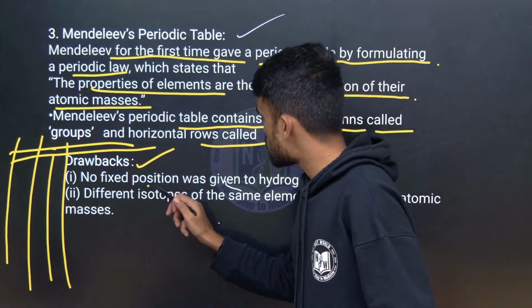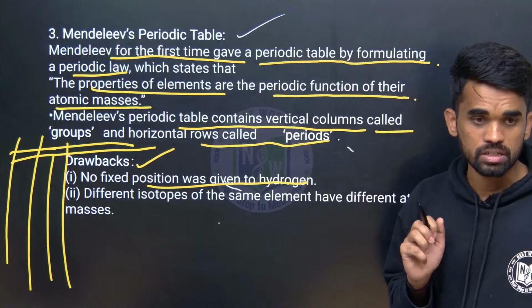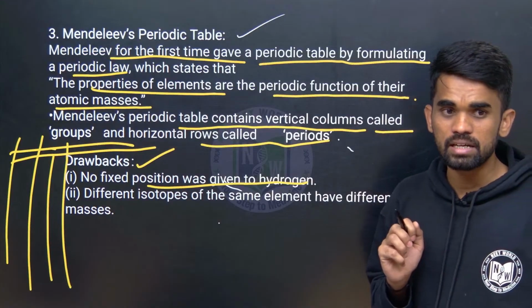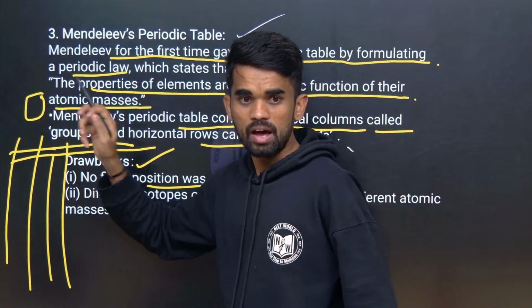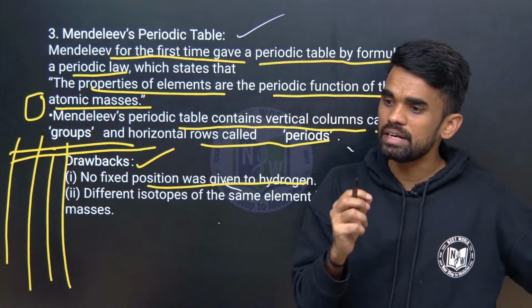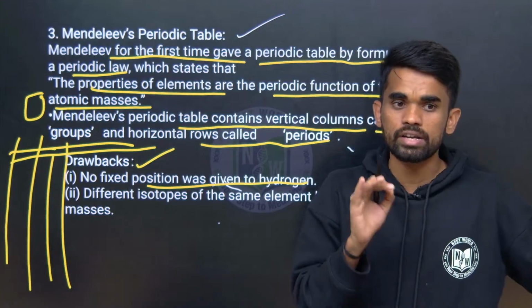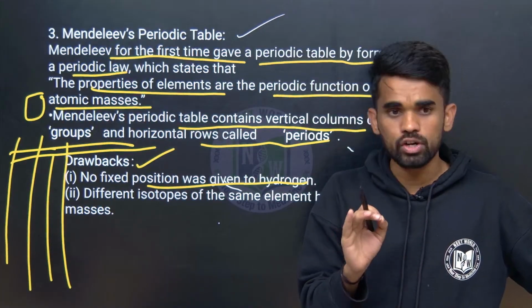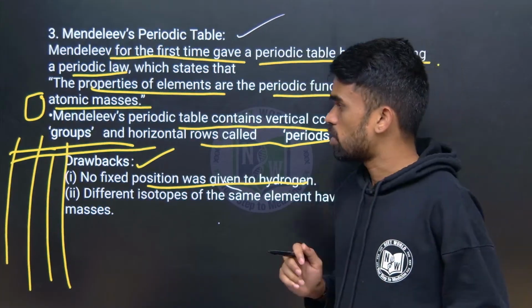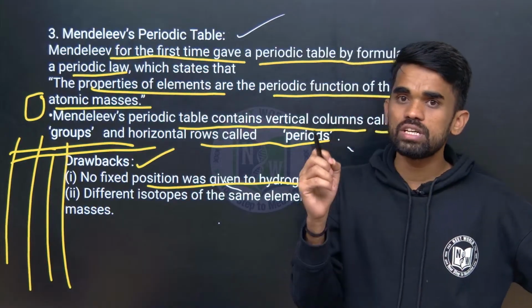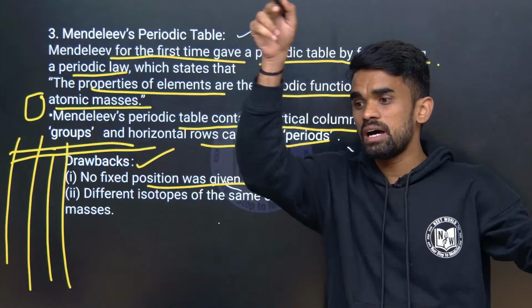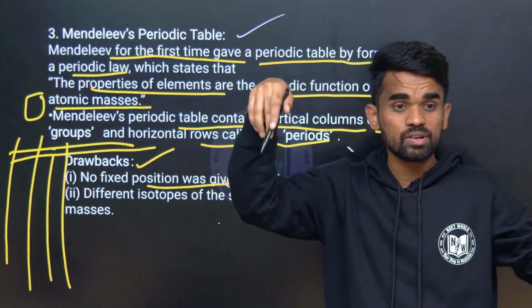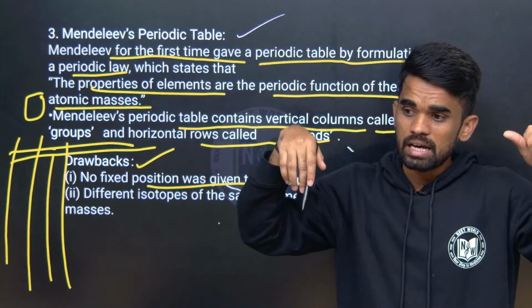No fixed position for hydrogen. In the periodic table, hydrogen is mentioned somewhere along with the alkali metals, but that is not the exact position. Till now there is no accurate position for hydrogen. Why is it so? Because hydrogen has similarities with the alkali metals as well as with the halogens.